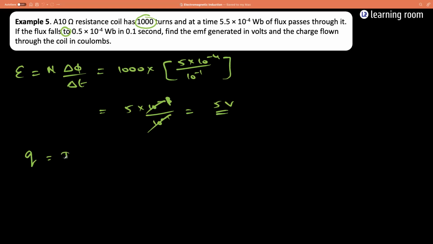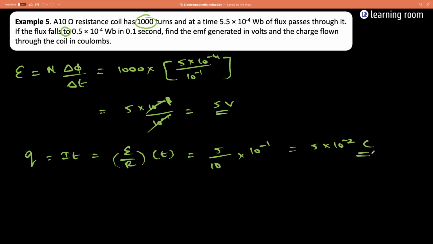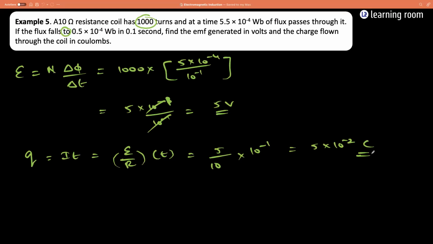So Q is equal to I into T. I is equal to E by R into time. So E is 5 divided by R, which is 10, into how much is the time it is going to take? 10 power minus 1. So the answer will be 5 into 10 power minus 2 coulomb. Got it?